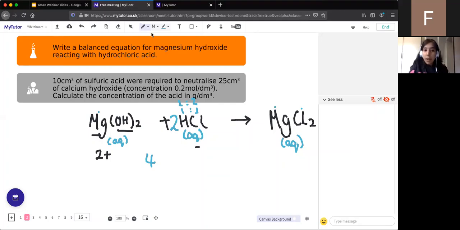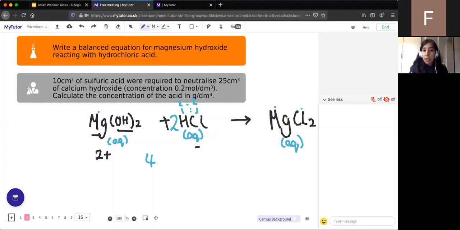Excellent, someone's saying work out the moles first. Well done. So what we always do is we look at which one has the most information. So that means which, either the acid or the alkali, which one has the most information. If we have a look in our question, we only have the volume of our sulfuric acid, but we don't have any other information about it. So that means we can ignore the acid for a second.